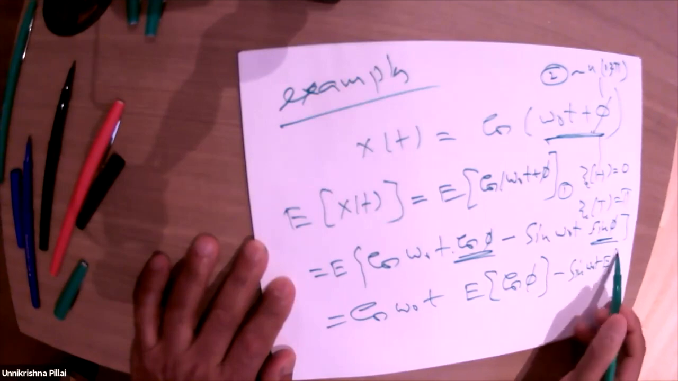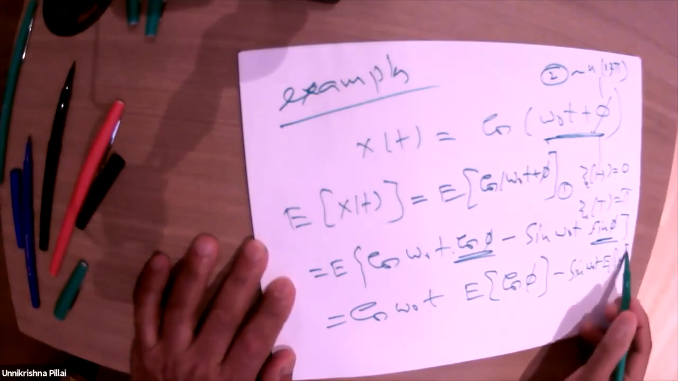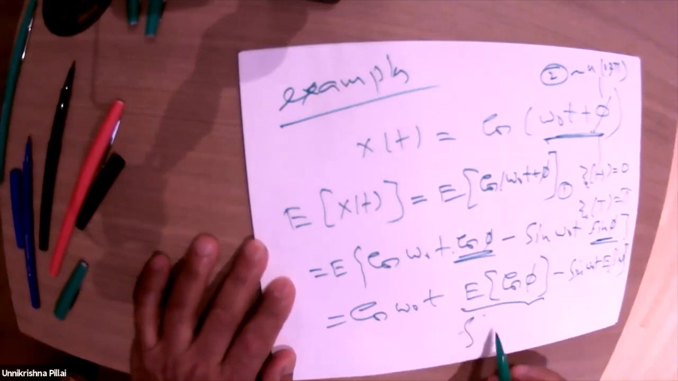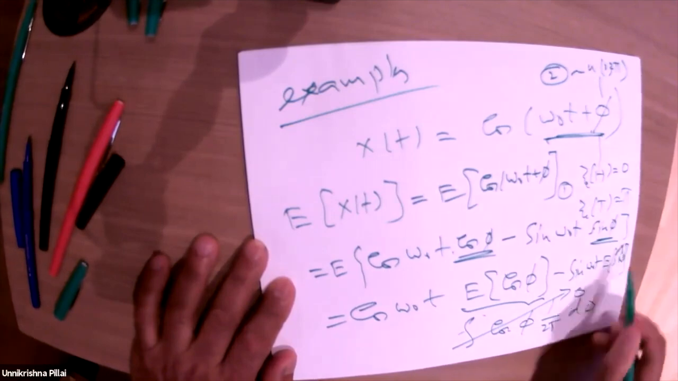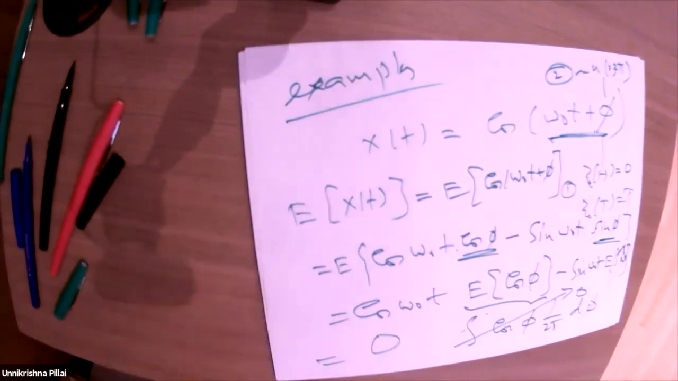I think this is homework, so I shouldn't do this. But if you expand this, this is going to be the expected value of cos φ multiplied by the density function dφ. So this will turn out to be zero, and this will turn out to be zero. So the mean is zero. Whatever is the rest of it, that's the density function, because it's given to be uniform.